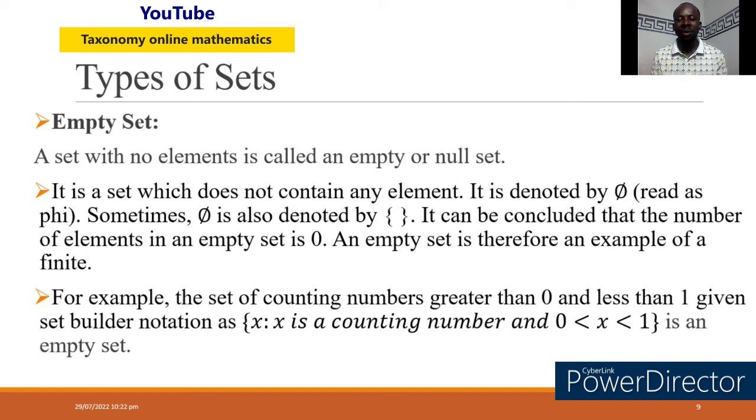The empty set is therefore an example of a finite set. We know that there is no element, so we cannot continue adding elements. For example, the set of counting numbers greater than 0 and less than 1, which could be given in set builder notation as 0 less than x, x less than 1, is an empty set, because we cannot state any number that is greater than 0 but less than 1. There is no such number if you are referring to whole numbers.